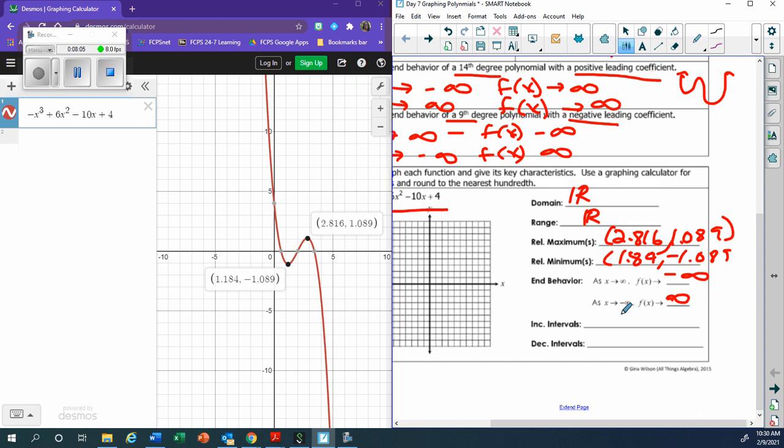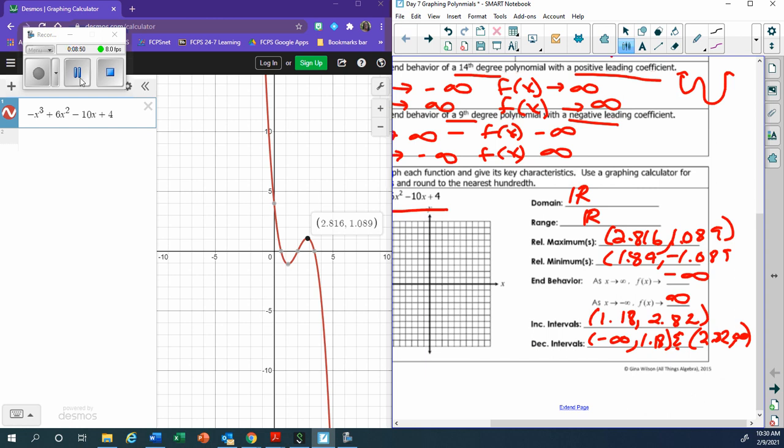All right, what is my increasing interval? This is the tricky part, right? So it's going down, down, down, down, up, down. Okay, so the increasing interval is only here. Everywhere else is going down. And when you write this, you only write the x coordinate. 1.18, comma 2.82. And then the decreasing interval is negative infinity to 1.18. That's one. And then the other one will be 2.82 and positive infinity. Okay?